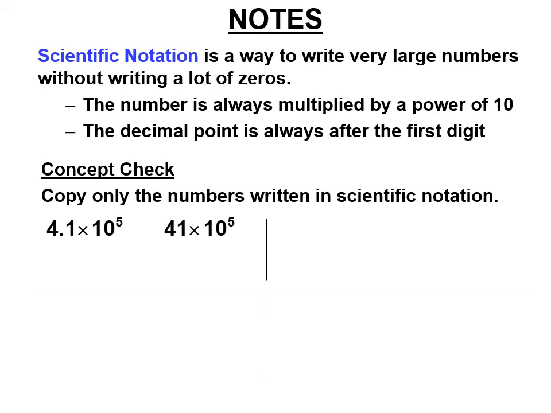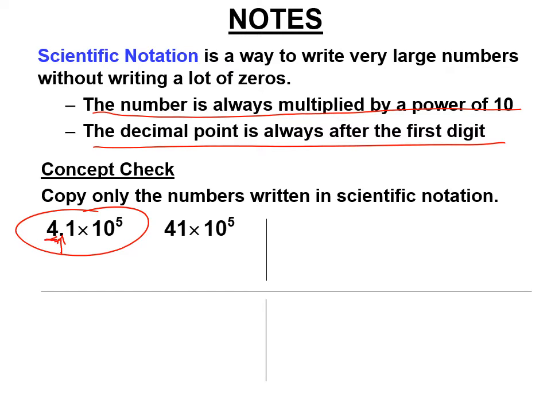So I want you to look at these two numbers and tell me which one is correctly written in scientific notation. Well, it says there's two rules. The number is always multiplied by a power of 10, right? That's why we learned about powers of 10. So both of them satisfy that. But then the second rule says the decimal point is always after the first digit. Well, that one has the decimal point after the first digit, right? You read numbers left to right. So 4 is the first digit, and the decimal point is right after it. 41 has a decimal point after the second digit there, and so that is not scientific notation, okay?